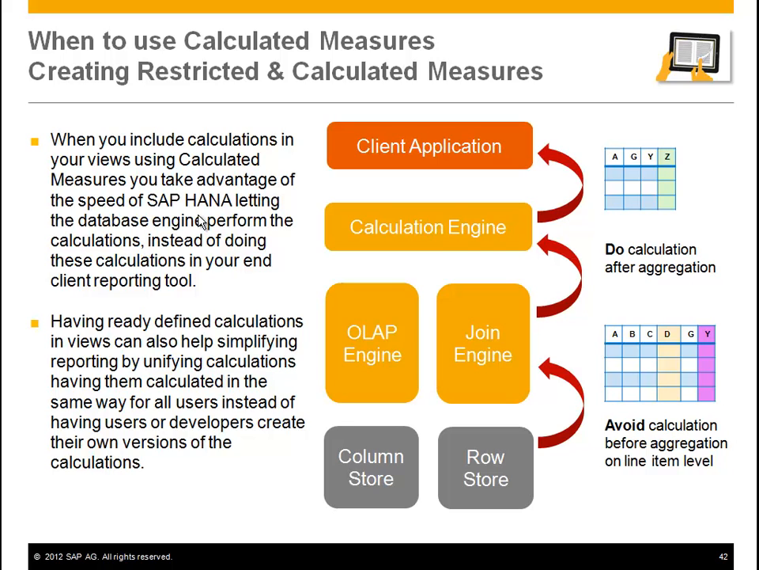Now, if you remember right in the beginning, when we were talking about best practices, we said that you want to reduce the amount of data that is being passed through the engines, the join engine, the OLAP engine, the calculation engine. So the recommendation is to avoid calculation before aggregation. So do the aggregation first and then do the calculation, so less data is being passed from one engine to another. So the recommended way of doing this is to do the calculation after we've done the aggregation.